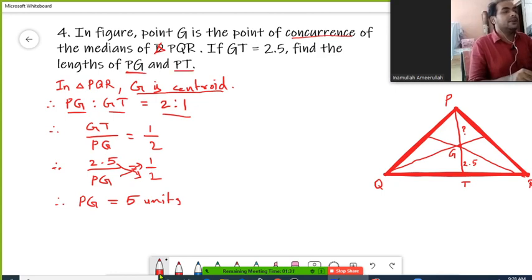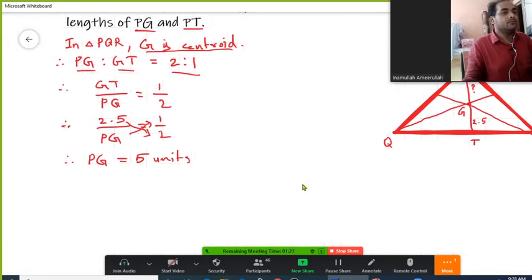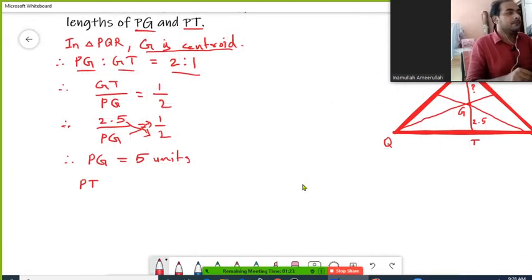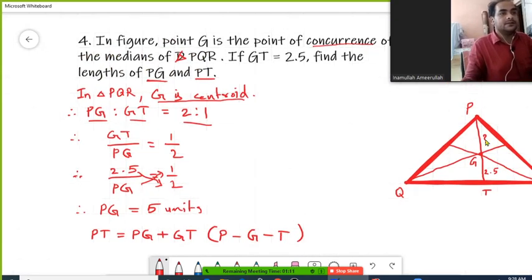Next is to find the length of PT. So here we can say PT is actually PG plus GT, because P, G, T are collinear. Look at this. P, G, T are collinear points. So PG plus GT will give me the length of PT.